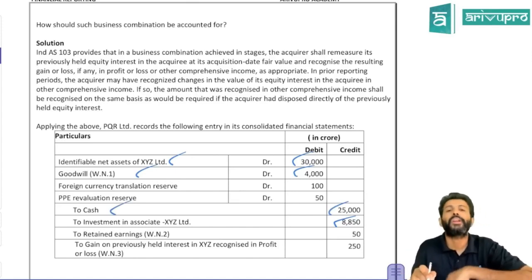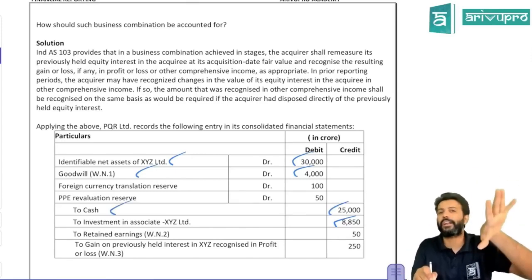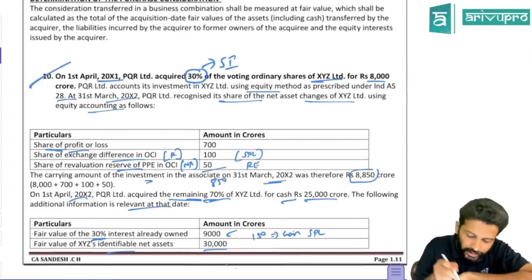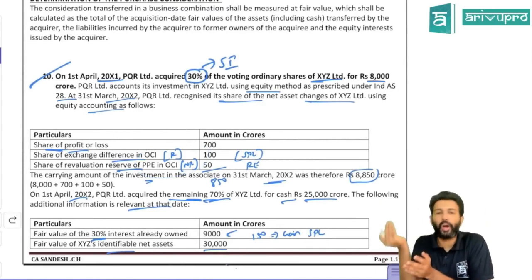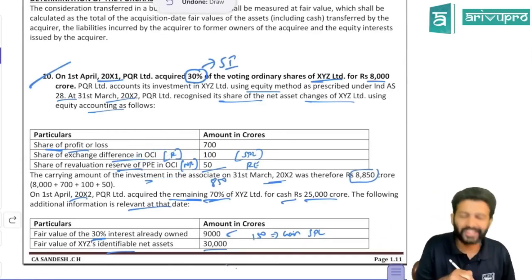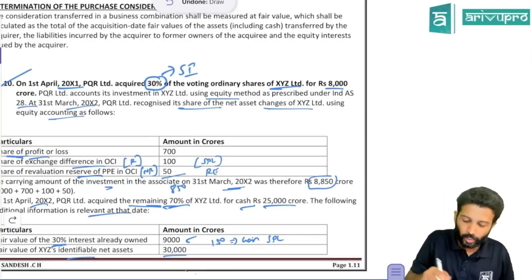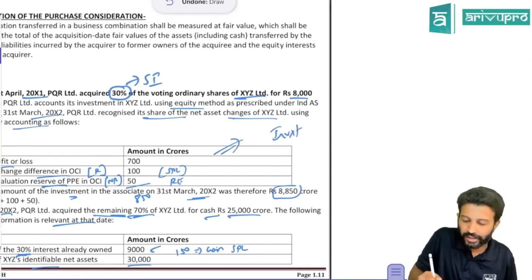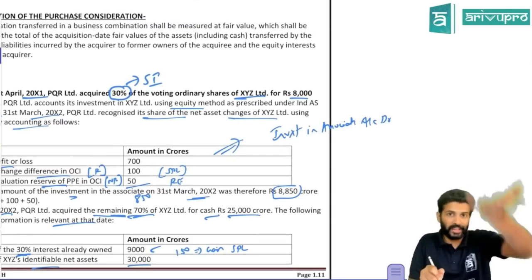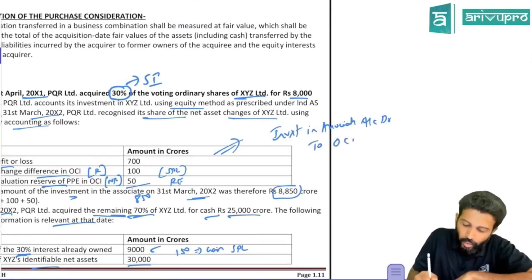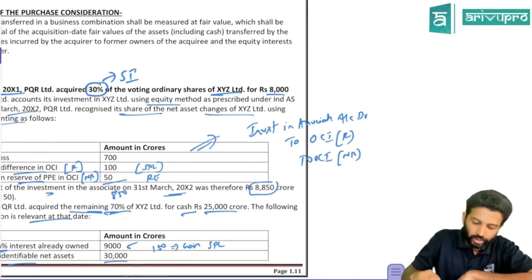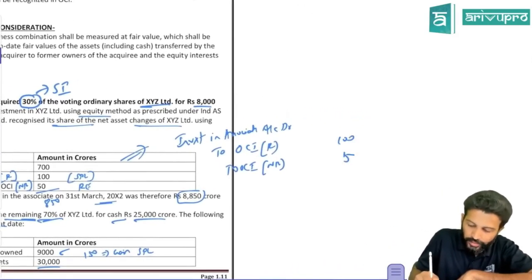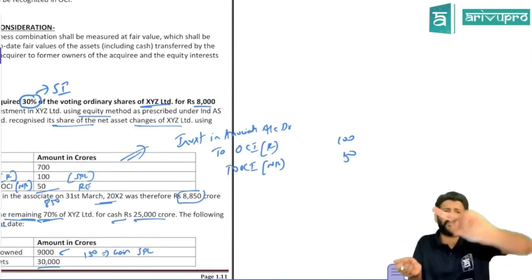Then you lost significant influence, so there are a few things you need to do. Right now we have recognized two OCIs. All this OCI you have to transfer either to P&L or retained earnings. This OCI has a credit balance, because to recognize it initially, what journal entry would you have passed? Investment in associate account debit, because when the associate company reports OCI, the investment balance will increase. So investment account debit to OCI R and OCI NR. OCI R was 100 and this was 50. Now you have lost significant influence, so you need to reverse it.